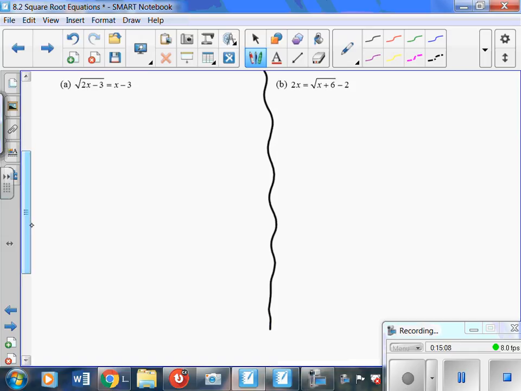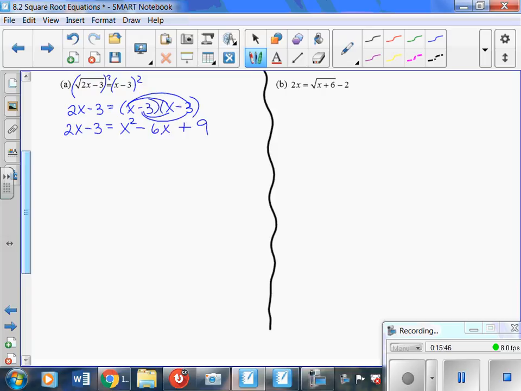All right, so here we go. We already have the radical isolated. So first step, we're going to square both sides. So we get 2x minus 3 is equal to x minus 3 times x minus 3. So let's multiply that out. 2x minus 3 equals x squared. Now, if you want to do it the long way, minus 3x plus 9, you can. But for ease of just writing things down, I'm going to just right away go to minus 6x plus 9.